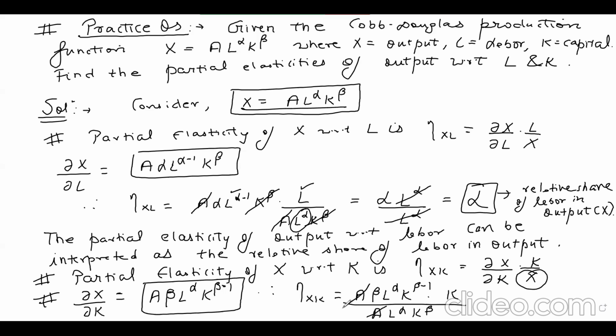A and A cancel out. L to the power alpha cancels out. I get beta. K to the power beta minus 1 multiplied by K is just K to the power beta over K to the power beta. This and this cancel out. I get beta as my answer. And beta is nothing but the relative share of capital in output. It captures the relative share of capital in the output X.